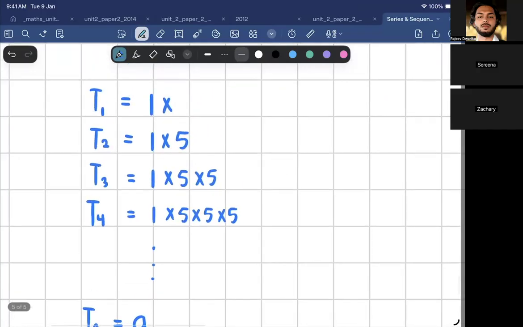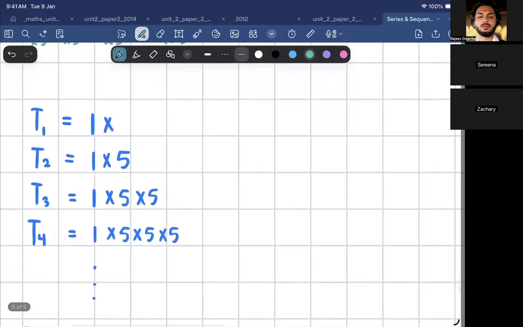Now, before we move on, I want to ask you a question. So, Serena, come on the spot and help me. 5 by 5 by 5 is the same thing as 1 multiplied by 5 to what power? 3. It'll be 5 cubed. Exactly, 5 to the power 3. All right, Zachary, help me with the other one. 1 by 5 by 5 is the same thing as 1 multiplied by 5 squared, and the other one will be 1 multiplied by 5 to what power?